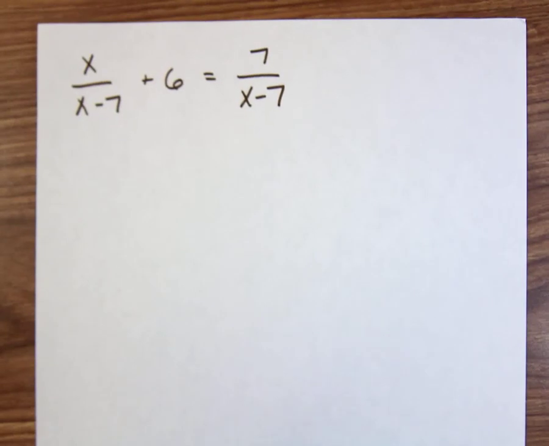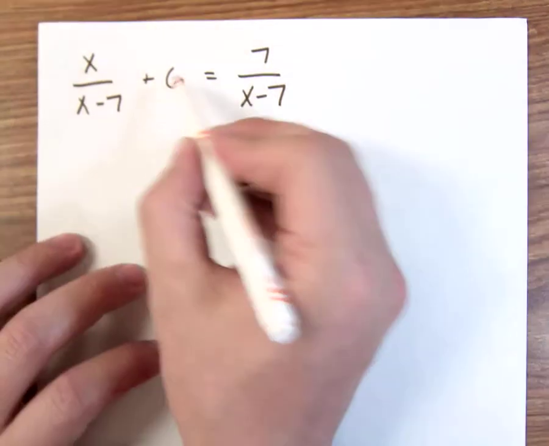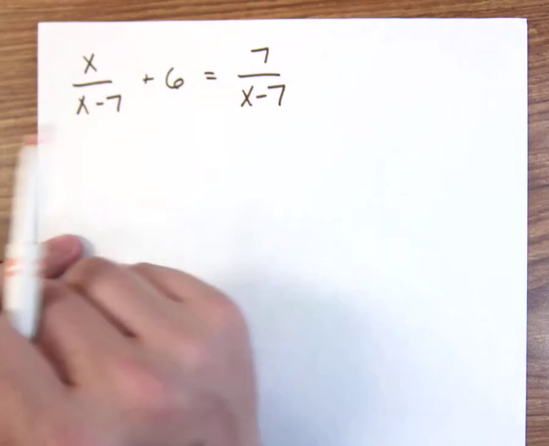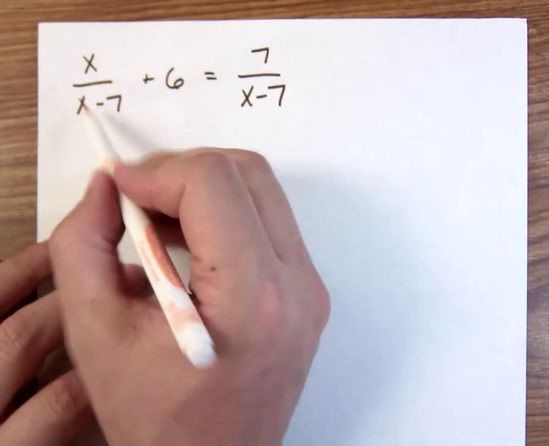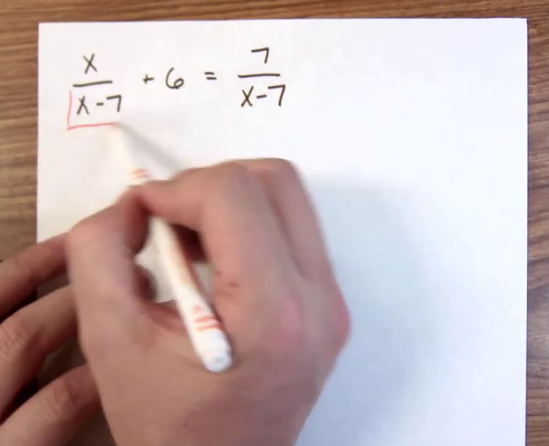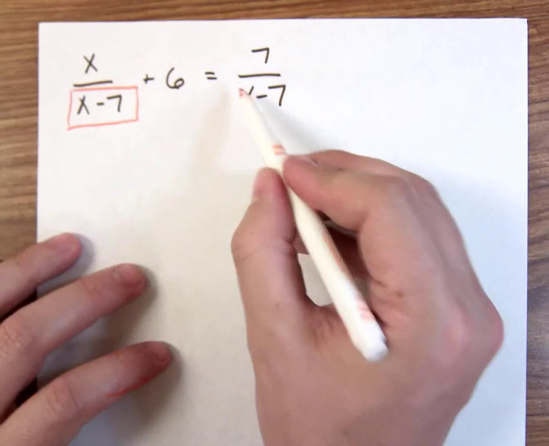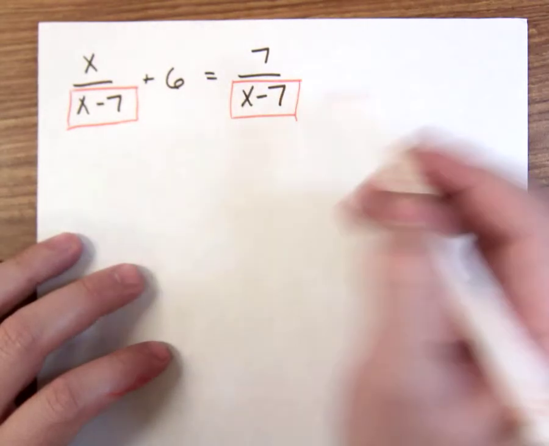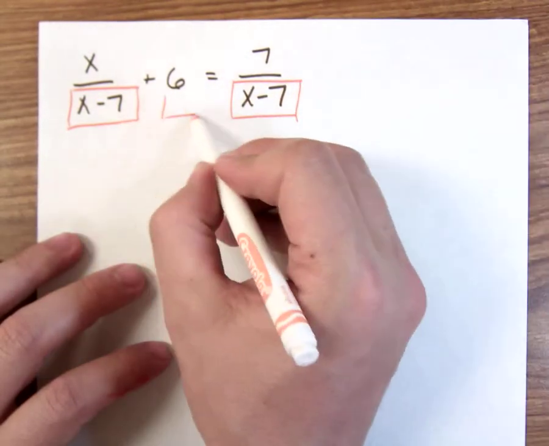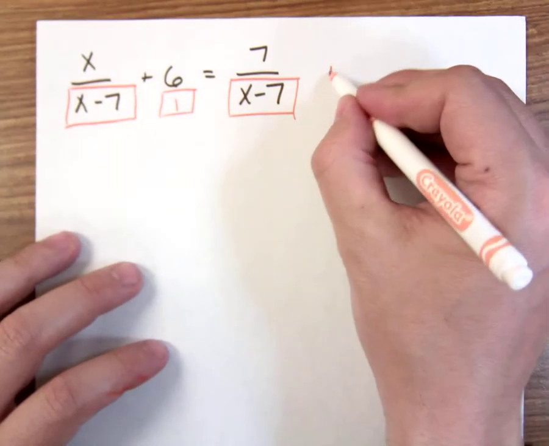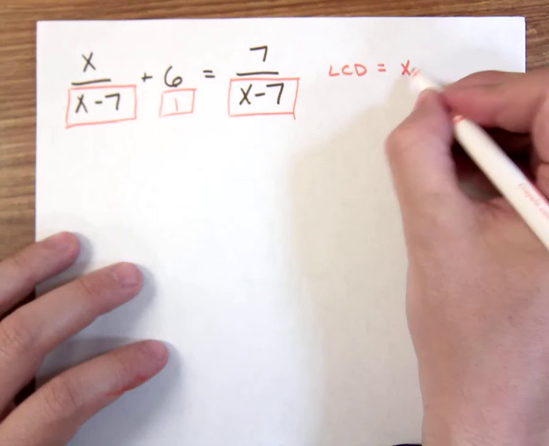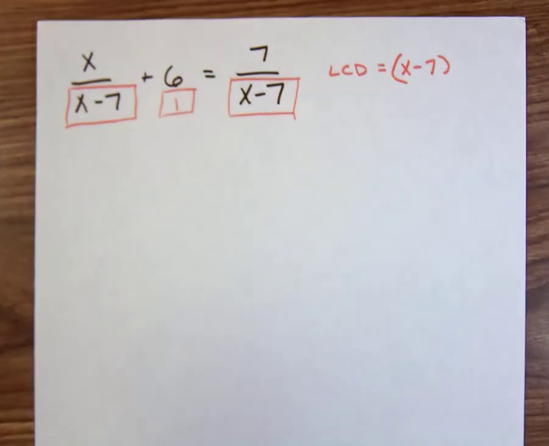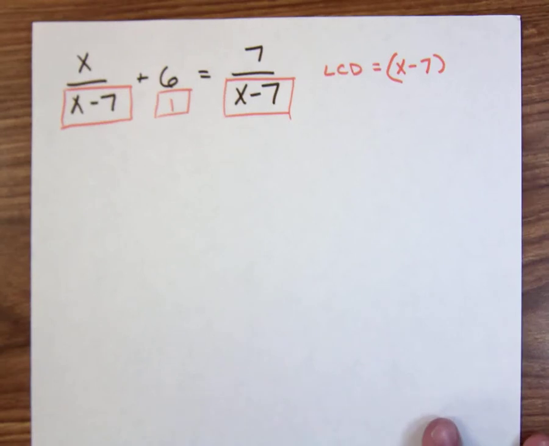Now, what we learned a couple of problems ago is that if you have a whole number, it has a denominator of 1. I'm not even going to write that denominator of 1. We'll just remember that it's there. The lowest common denominator, though, is pretty easy. The denominator of this one's x minus 7, and the denominator of this one's also x minus 7. The denominator of this one is our little invisible 1 right there. So what's the lowest common denominator? Yeah, it's just x minus 7, right? I'm going to keep it in parentheses because I'm about to multiply it, but that's not bad.